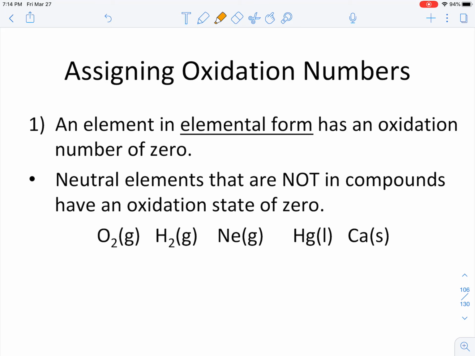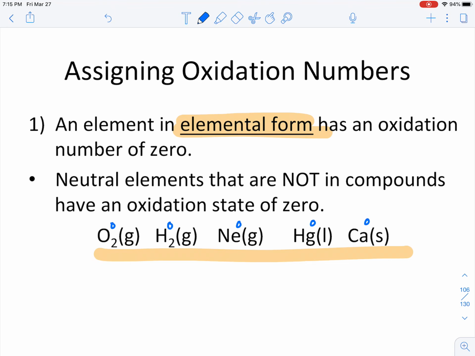So we're going to go through some rules, and the first one says an element in its elemental form. So this is the form that it would be in just by itself. So it has an oxidation number of 0. So you could think of that as a charge of 0. So all of these down at the bottom, this is the way we would normally find them. So O2, H2, neon, mercury is a liquid, calcium is a solid. This is the way they are naturally. And if you see an element just by itself, the way it is naturally, we will assume it to have a charge or oxidation number of 0.